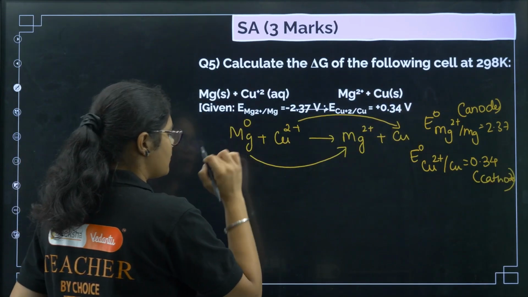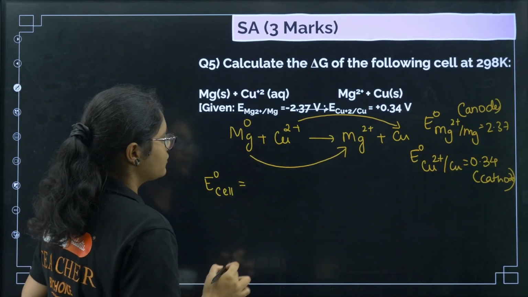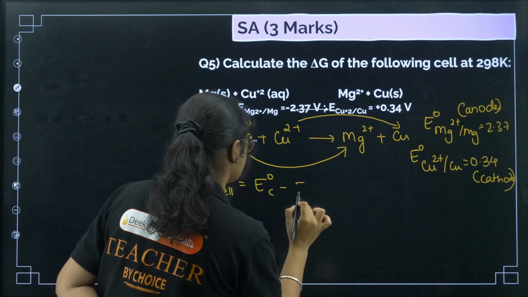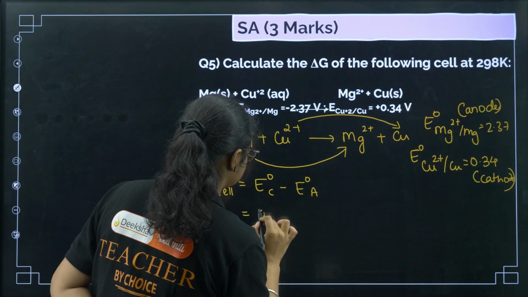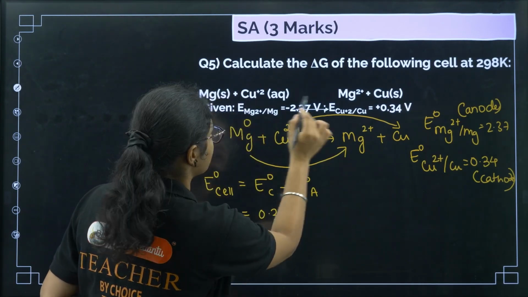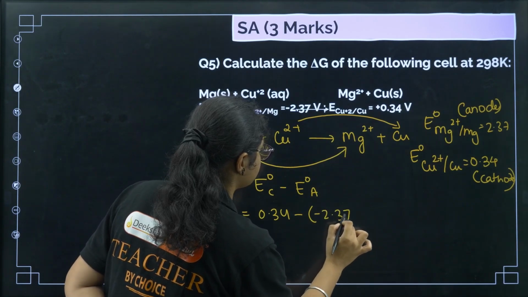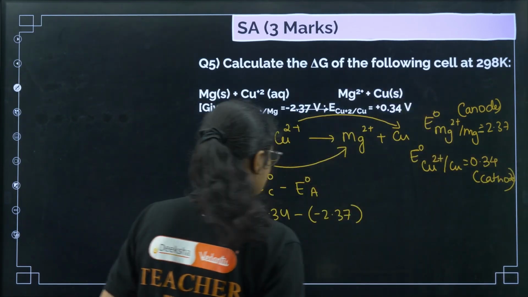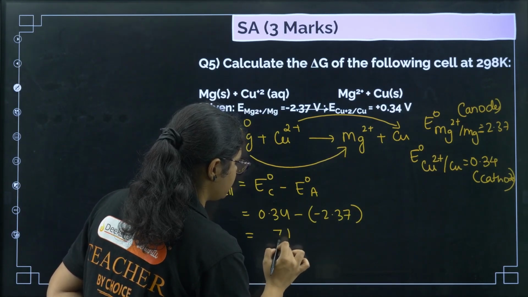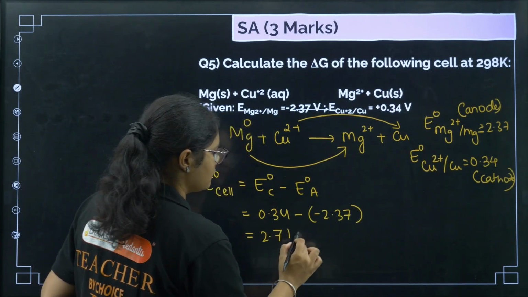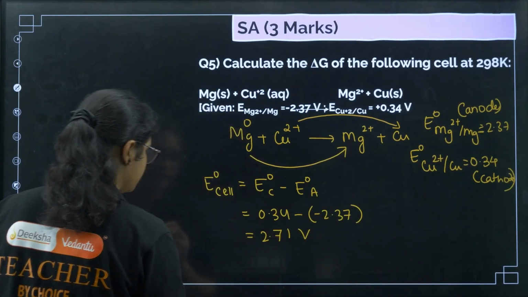Okay, done. Now let us substitute here. E naught of the cell will be E naught of cathode minus E naught of anode, and here we have already designated cathode and anode, so I can write 0.34 minus, I have minus 2.37. Okay, this is minus 2.37. So what we'll get? We'll get a plus value. So I'll get 2.71 volt, right? Let me check the calculation. Yes, 2.71 volt is the E naught of the cell.